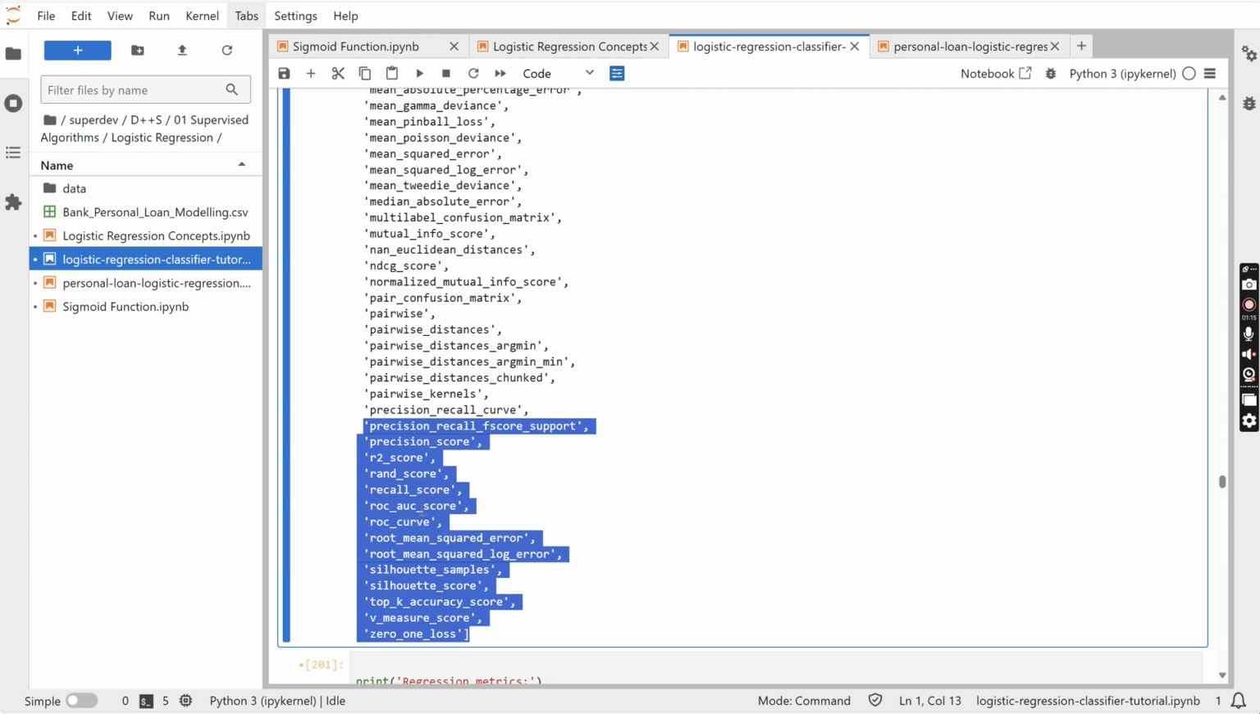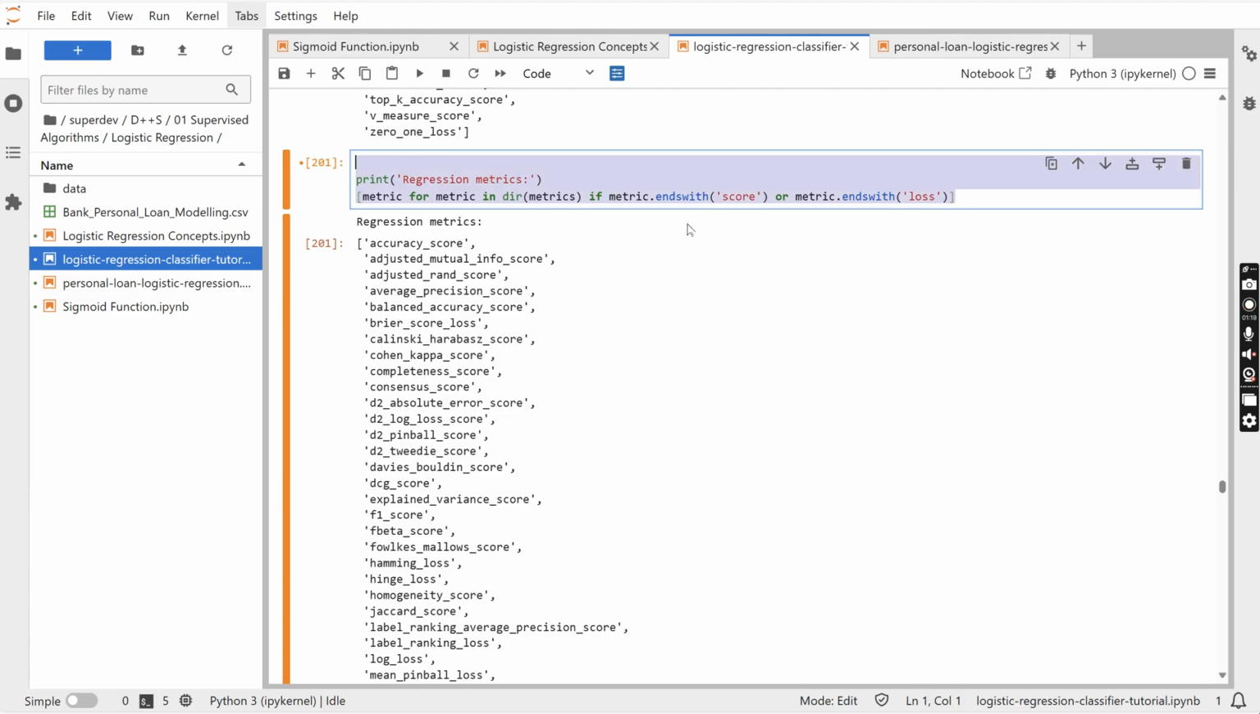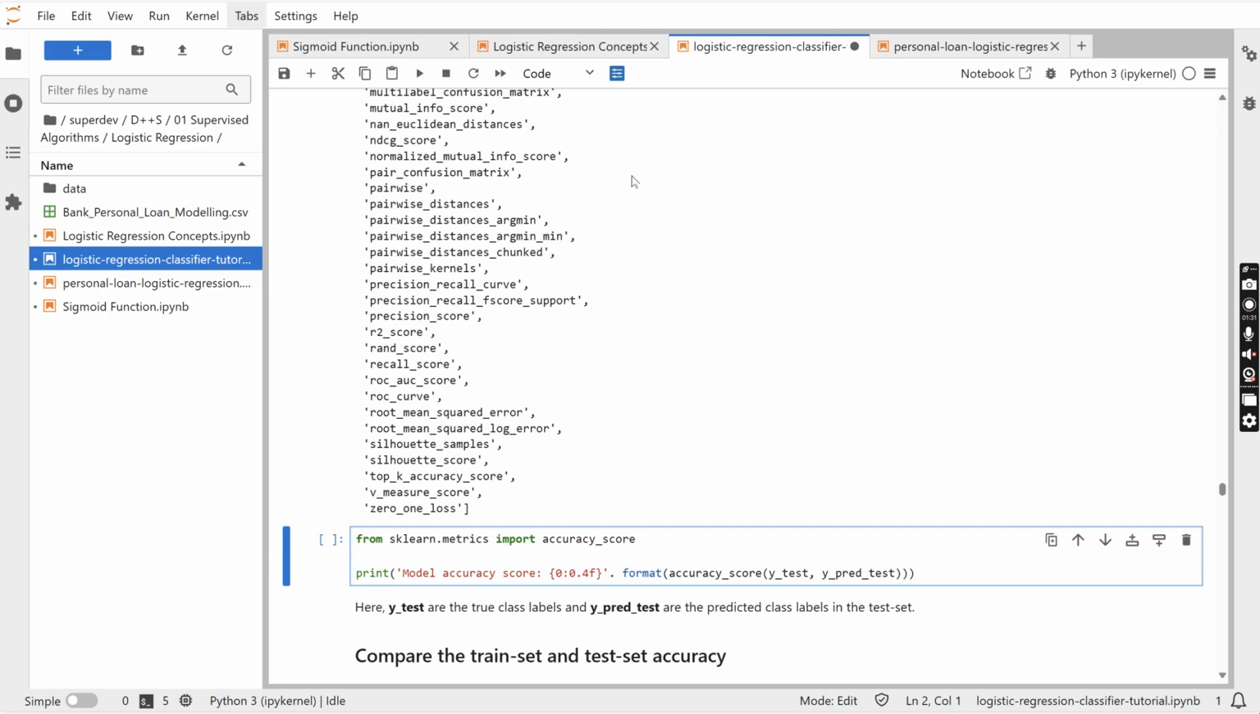Okay, but we'll start with this. Don't ignore this. This is not the right logic, but I was just trying to get everything that ends with score, thinking they are regression metrics, but then accuracy score is not a regression metric, so this logic is not correct. Anyway, so these many metrics are there. Out of that we have to choose the classification ones.